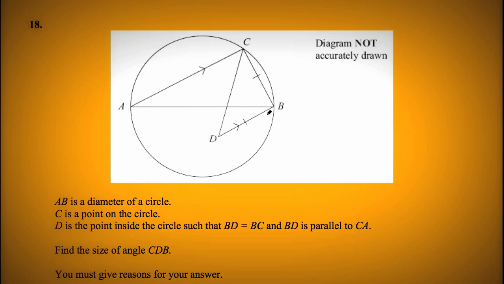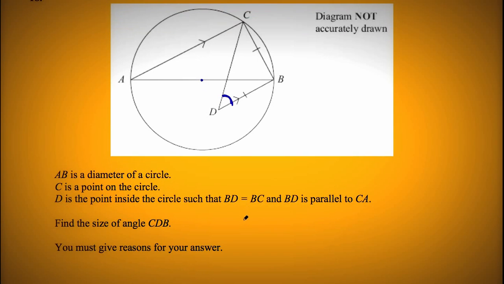Question 18. AB is a diameter of a circle. So that's a diameter, which means it must go through the center of the circle. C is a point on the circle. D is a point inside the circle such that BD equals BC, and BD is parallel to CA. Find the size of angle CDB. So mark that in as the first thing you do. That's what we're looking for. You must give reasons for your answer.